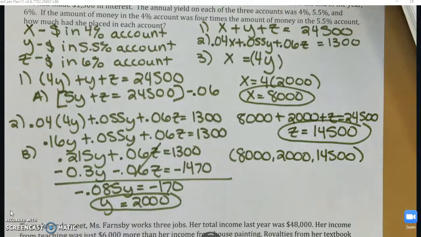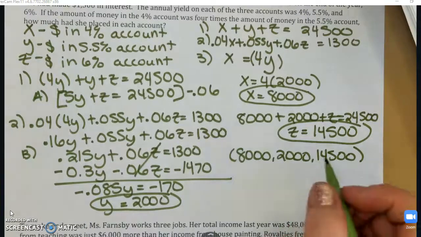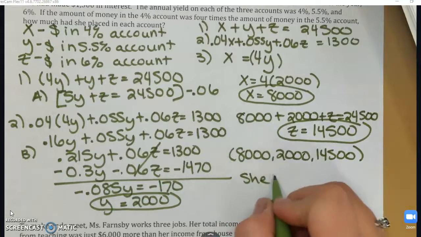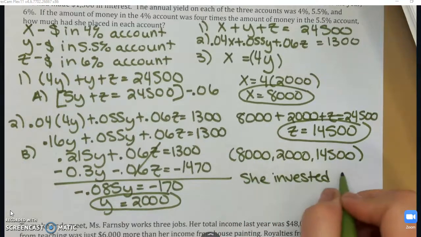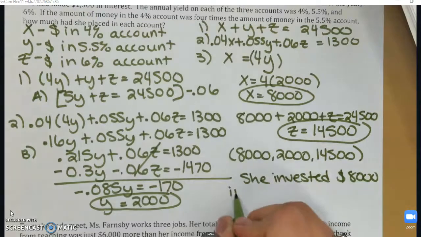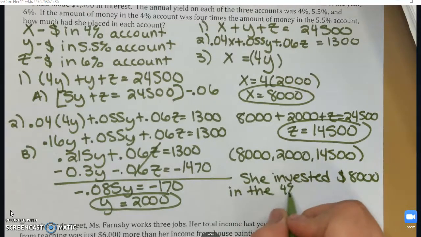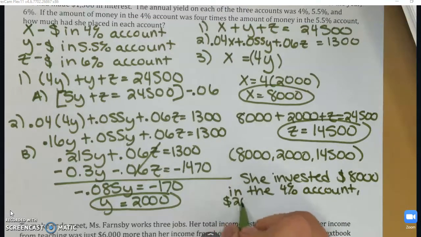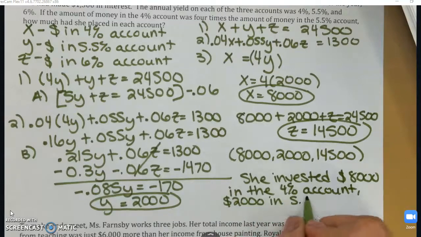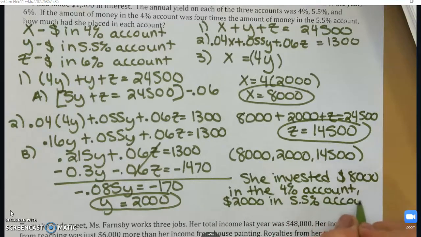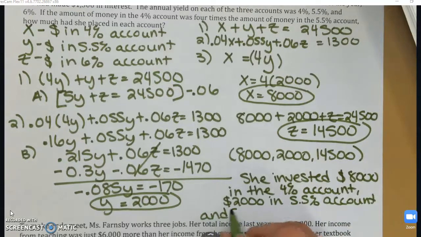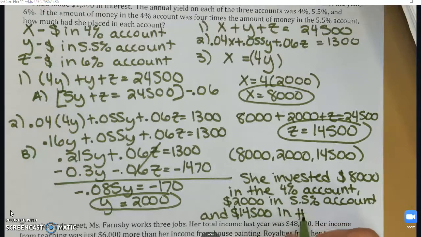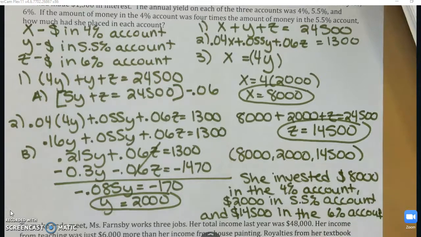And what that means in the context of my problem and my variables is that Marina is investing $8,000 in the 4% account, $2,000 in the 5.5% account, and $14,500 in the 6% account. And I'm running out of room there, but that's the word account.